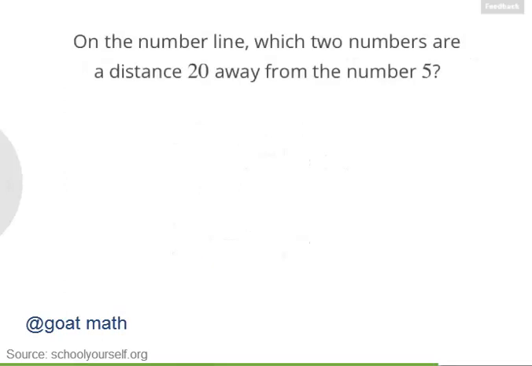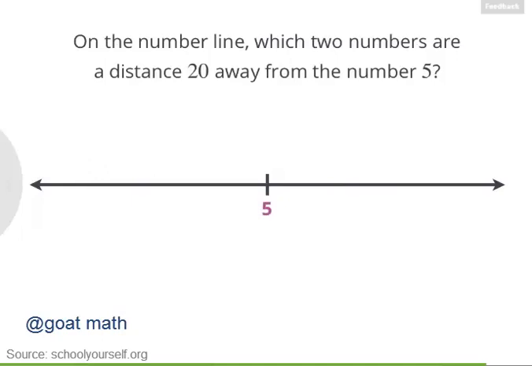Okay, for your final challenge, try finding the two numbers that are a distance 20 away from the number 5. Excellent work! If you start at 5, you can find one of the numbers by moving 20 to the right, so that's 5 plus 20, or 25, and the other answer is 20 to the left of 5, so that's 5 minus 20, or negative 15. Nicely done.